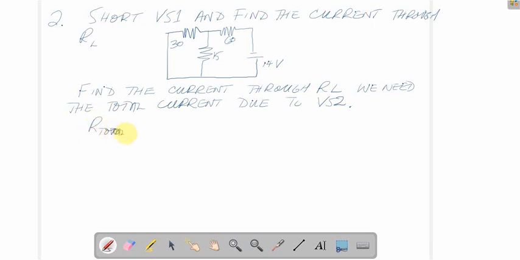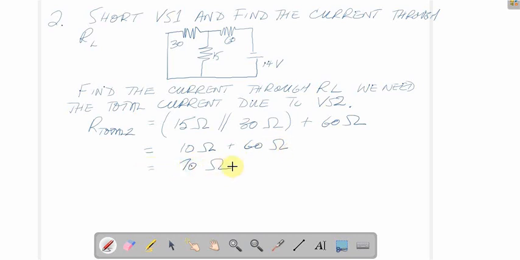So total resistance, and we can call this total resistance 2 compared to the other one. What it's going to be is 15 ohms in parallel with 30 ohms, and then all of it goes through that 60 ohm resistor. So total resistance looks like this. 15 in parallel with 30, if you do the math, comes out to an even 10 ohms. All of it goes through the 60 ohms, so we get a total resistance in this circuit of 70 ohms.